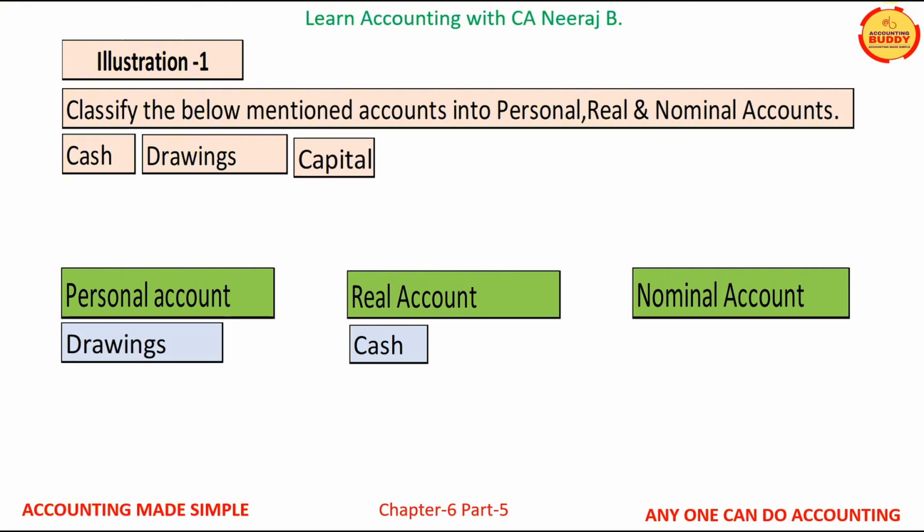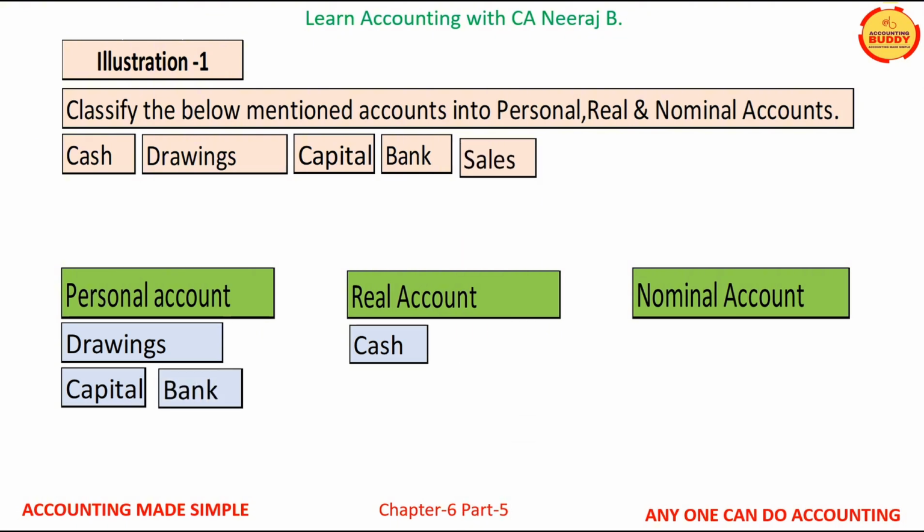Third account is capital account. Capital is the amount invested by the owners in the business. Capital of the owners is always kept in a separate account called the owner's capital. Therefore, capital is also a personal account. Fourth account is bank. Bank account is also a personal account. Fifth account is sales. Now sales is a revenue account and all revenue accounts are nominal accounts.